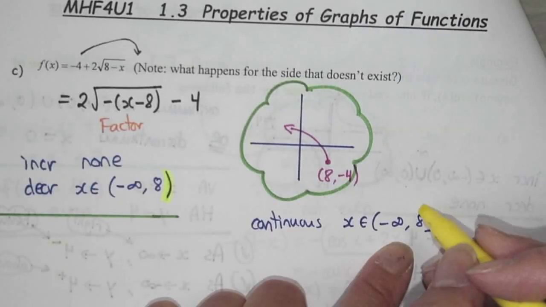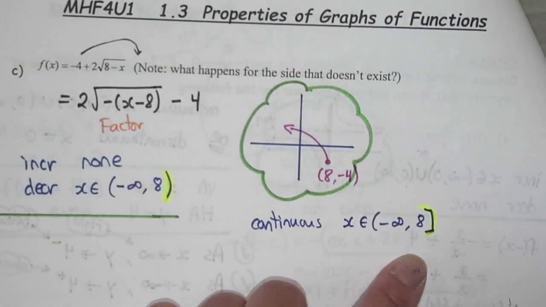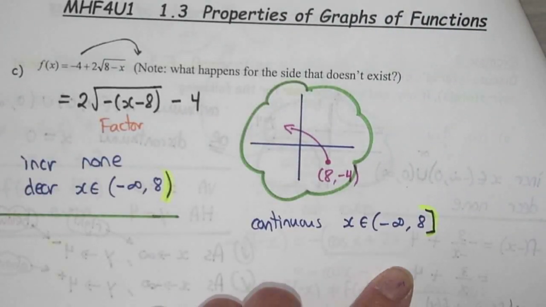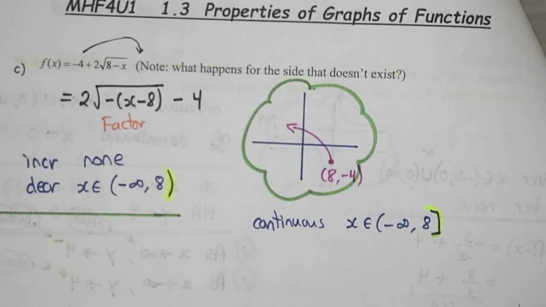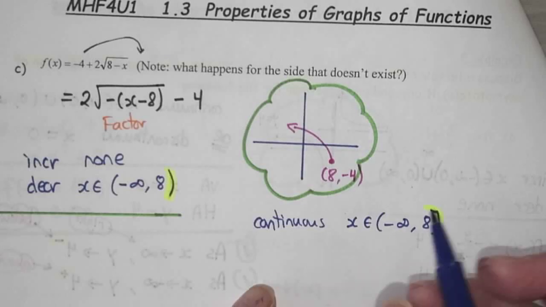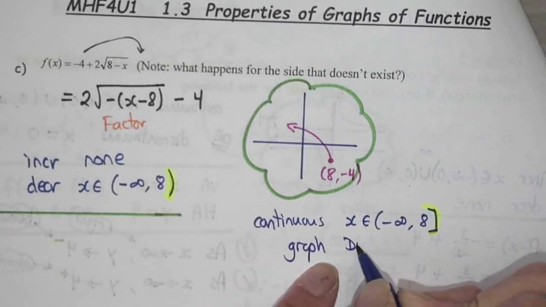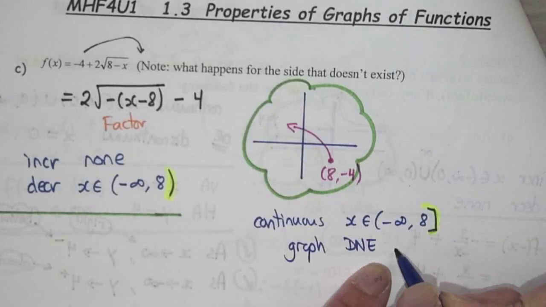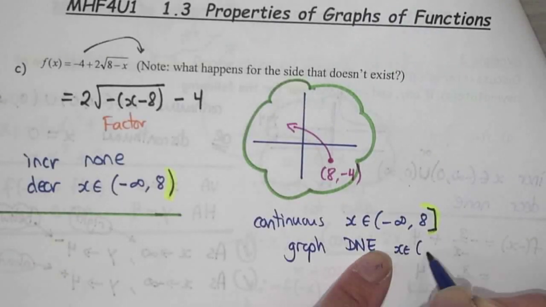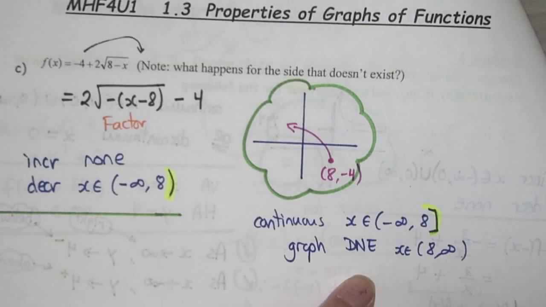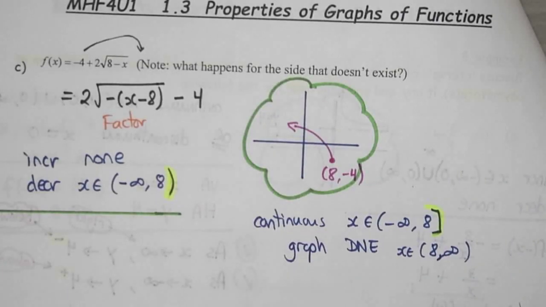Because it's continuous, I don't have to pick up my pencil all the way to 8, right? I can go all the way to 8. So I stop there at the 8, so square bracket on the 8, and then I had to pick up my pencil. And then I'm going to say that the graph does not exist for x going from 8 to infinity. Right? So from 8 to infinity, the graph simply does not exist.